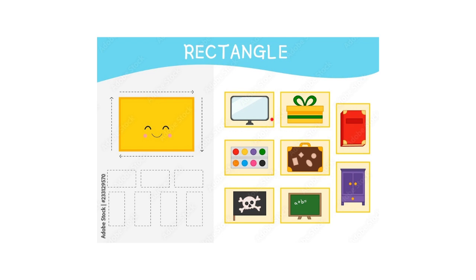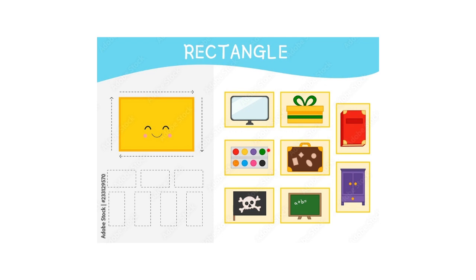What's this? It can be a TV screen or it can be a computer screen. And it has a rectangle shape. Take a look at the box. This is the box. What shape does it have? It has a rectangle shape. Take a look at the book. The book has a rectangle shape. And look, 2 sides are short and 2 sides are long.